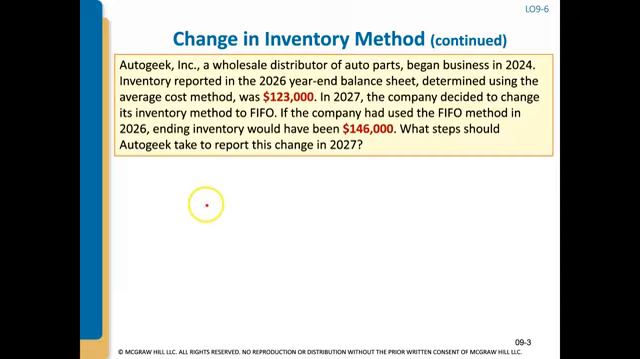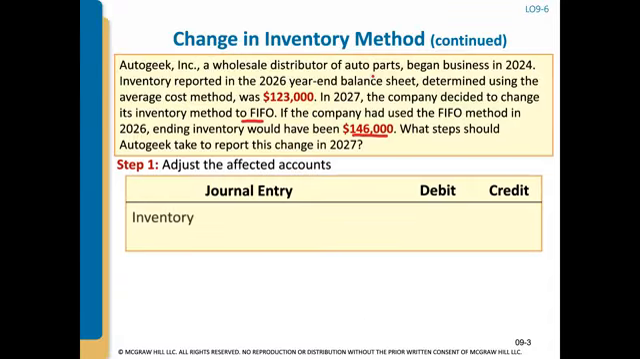Let's go through an example. AutoGeek Inc., a wholesaler distributor of auto parts, began business in 2024. Inventory reported in the 2026 year-end balance sheet, determined using the average cost method, was $123,000. In 2027, the company decides to change its inventory method to FIFO. Had they used FIFO in 2026, their inventory would have been $146,000. So what do they need to do to report this change in 2027?